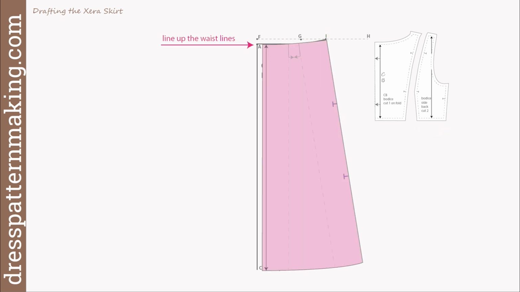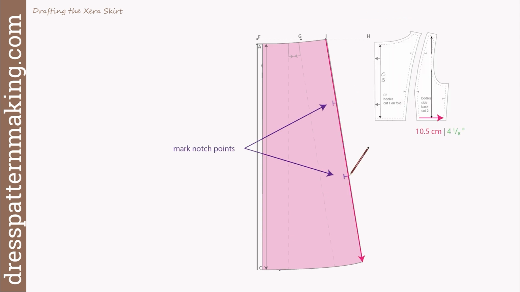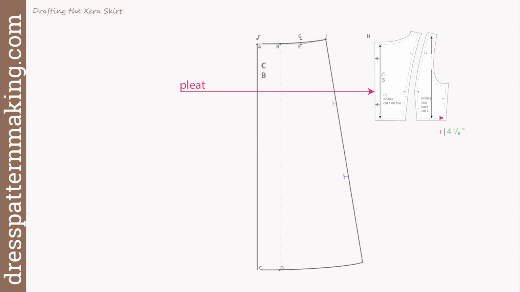I'm going to erase the line I just drew for the back side seam and trace the front side seam angle. I'll also transfer the notch points and I'll trace the hem and the waist while I'm at it. So now I'll add the centre back pleat to the skirt.